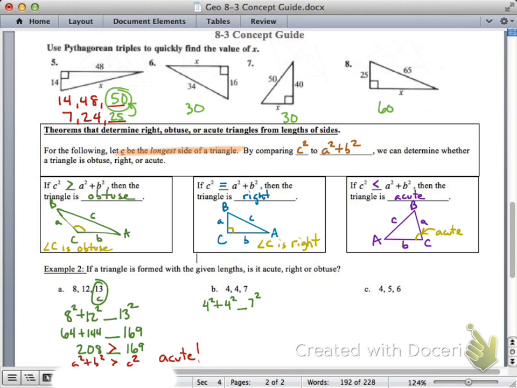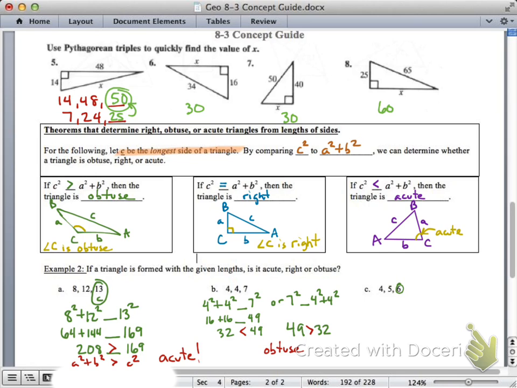Here in this one, we get 4 squared plus 4 squared. How does that compare to 7 squared? Or we could flip it around and say, how does 7 squared compare to 4 squared plus 4 squared? It's the same relationship, but it's a matter of which way you're going to go. You just got to pay attention. My C squared is right here. C squared is bigger than A squared plus B squared. So what type of triangle does that make it? That's obtuse.